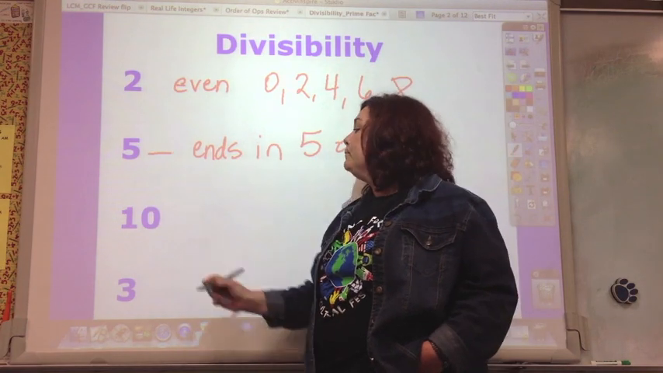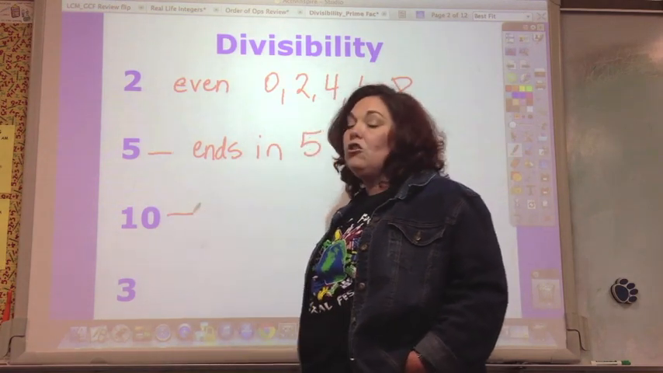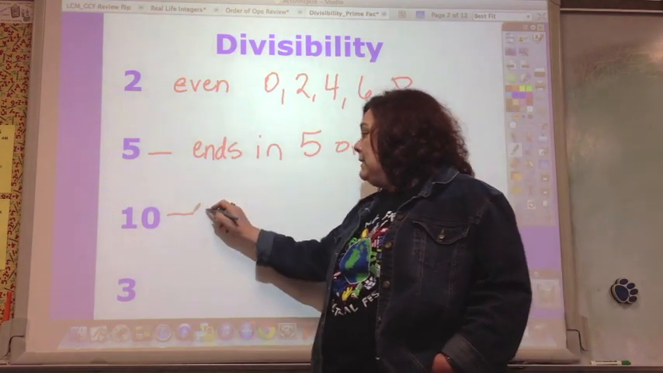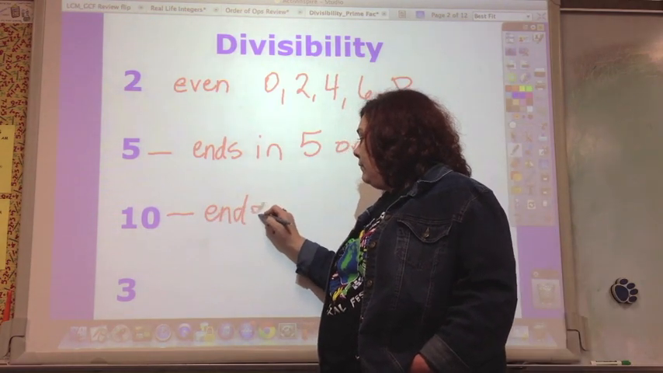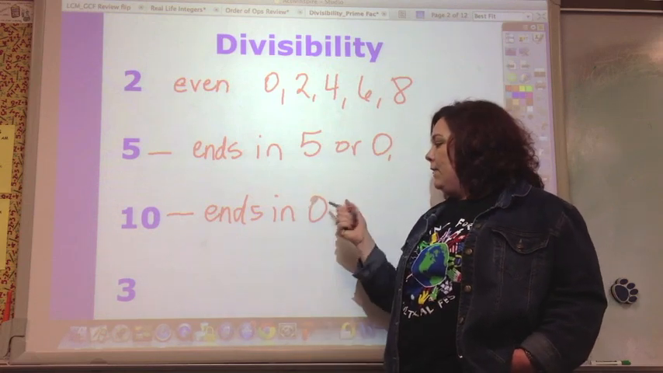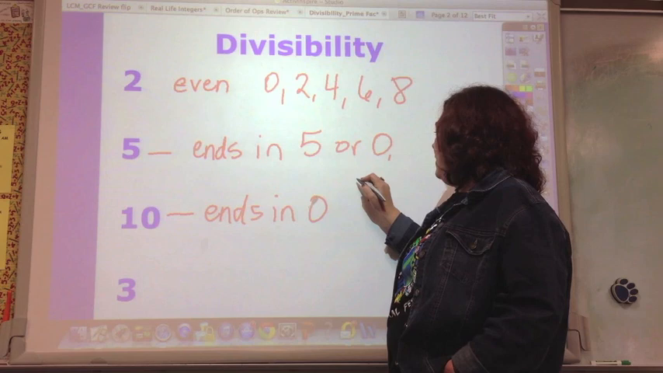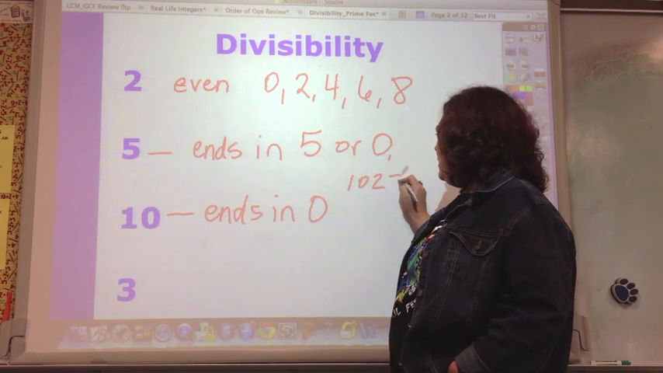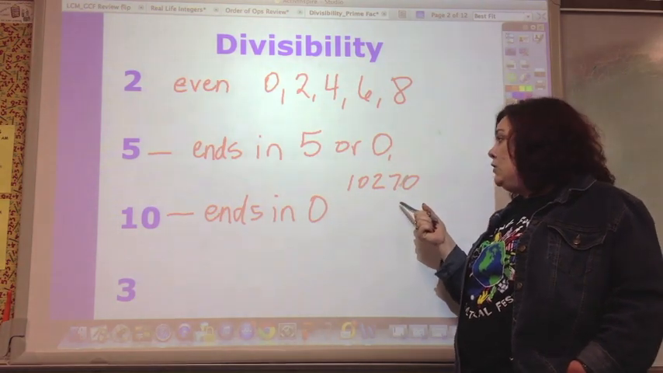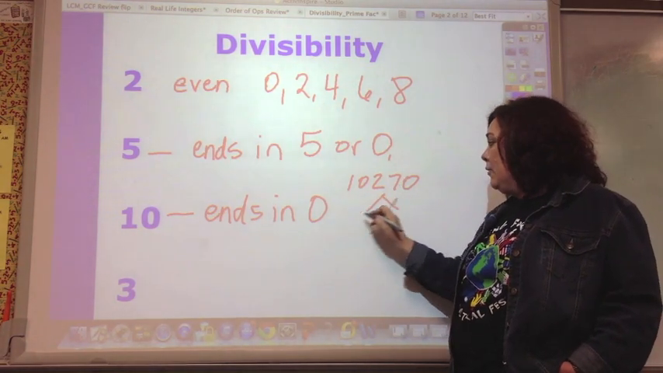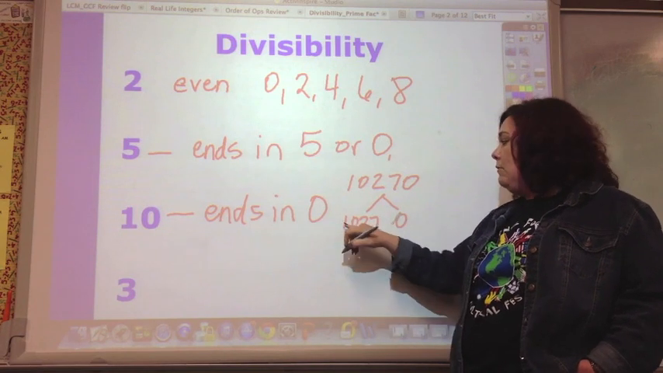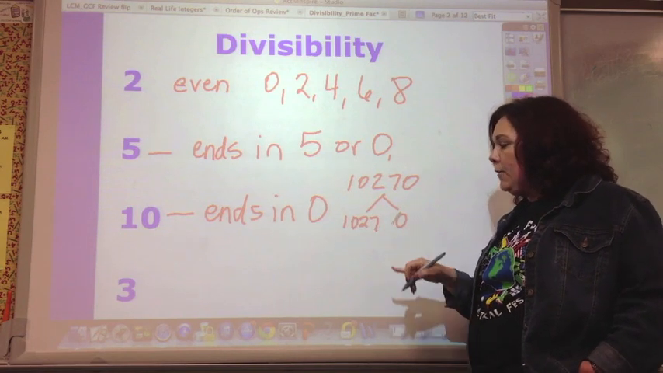5 is prime. 10 is a great way to start breaking down a number that ends in the number 0. So even if it's 10,270, that's divisible by 10, so you can at least break that down into 10 and 1,027. And then you can see if you can break this down further.